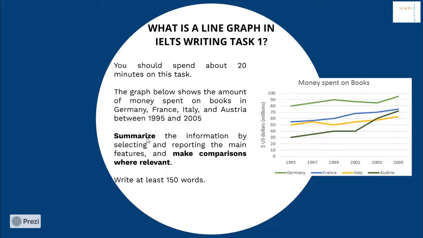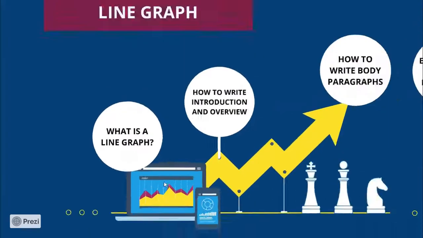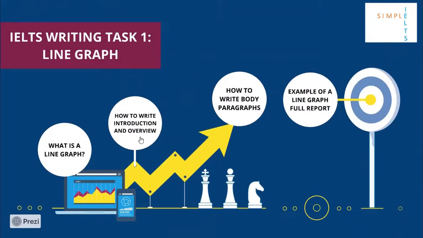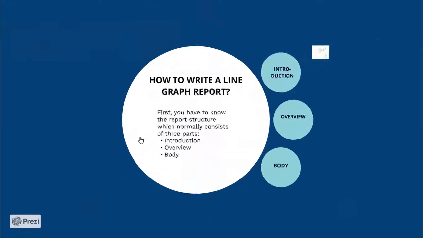So in essence, there are two things that we have to do. Summarize the information or summarize this line graph and then compare the data where relevant. Okay? So, the last thing to remember is that the minimum number of words that we have to write is 150. Fewer than that, we may lose our marks. Okay, so that's a little bit about line graph in IELTS Writing Task 1. Next, we'll talk about how to write introduction and overview.